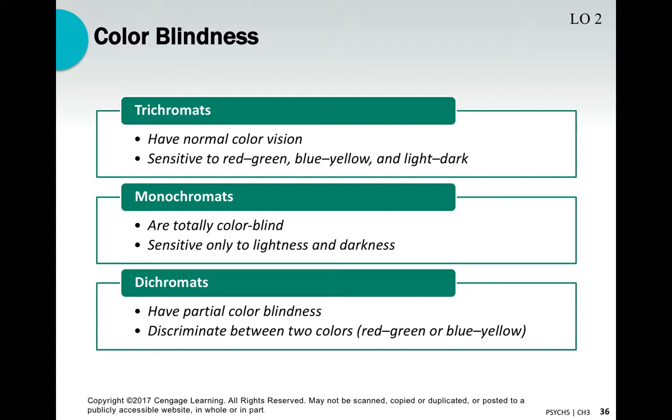Now, somebody who has full, normal colored vision would be considered a trichromat. They have the red, green, the blue, yellow, the light, dark. Those cones are working just fine. Someone who is considered a monochromat is totally colorblind, meaning they're seeing in black and white. If you've ever seen that movie Pleasantville with Tobey Maguire, it's like living in the 1950s where everything's black and white, Beaver Cleaver style. Dichromats, on the other hand, are partially colorblind. They may have a tough time either seeing blue-yellow or red-green, but not both.